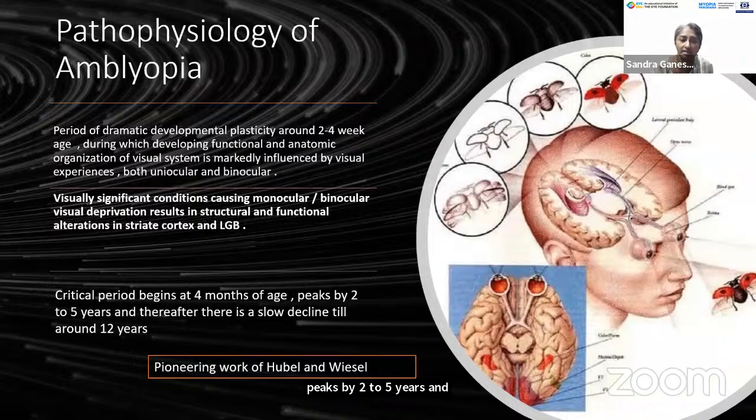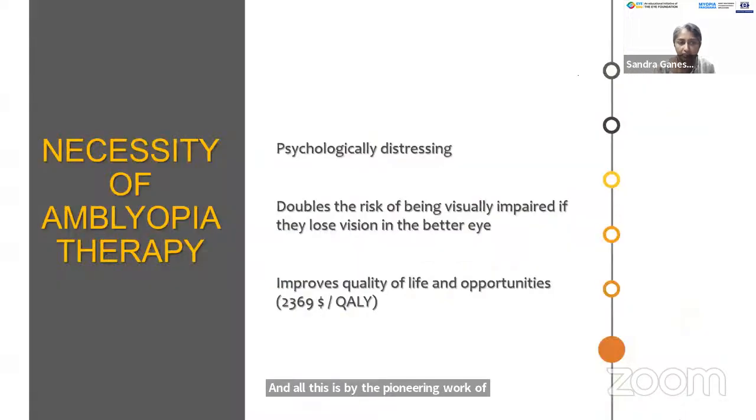That is why most of the therapy for amblyopia and vision screening should be done very early, ideally at preschool, even before that if there are high risk factors like prematurity. And all this is by the pioneering work of Hubel and Wiesel, as we all know, by their experiments.